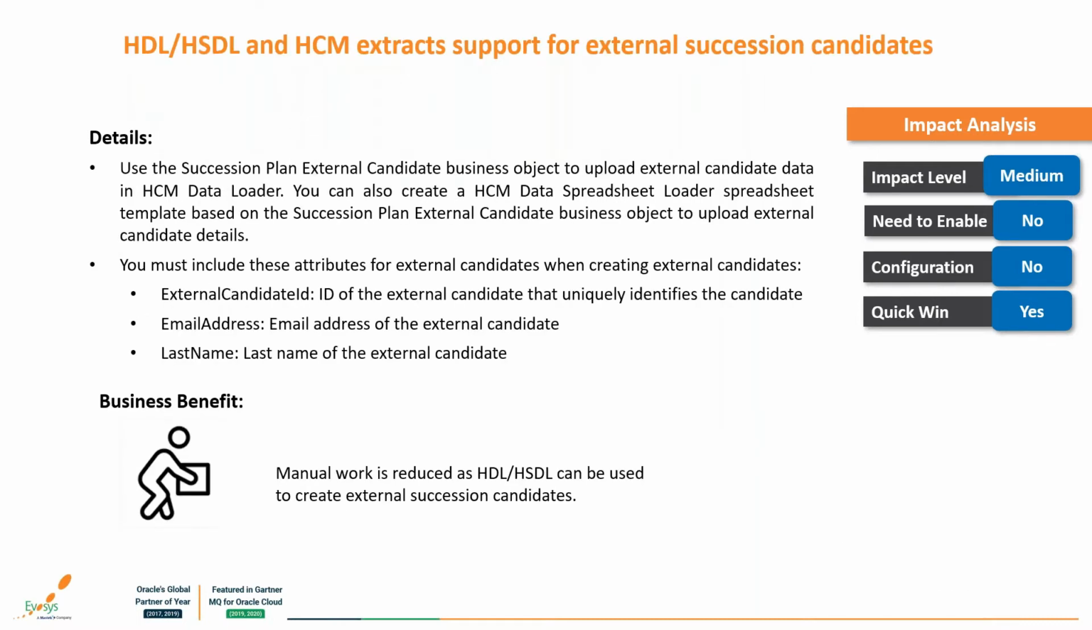Moving to the next feature, which is HDL or HSDL and HCM extract support for external succession candidates. In 21B, there is a business object that has been introduced to upload external candidate data. We can do it via HDL, which is HCM Data Loader, or HSDL, which is HCM Spreadsheet Data Loader. By putting in three pieces of information: external candidate ID, email address, and the last name, we can load the details of the external candidate into the HCM system.